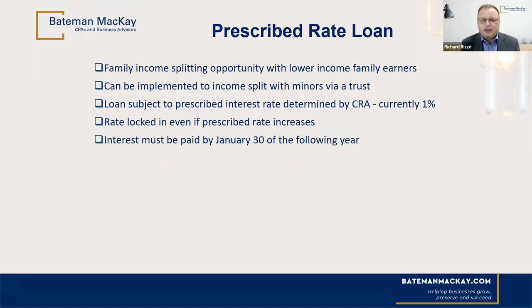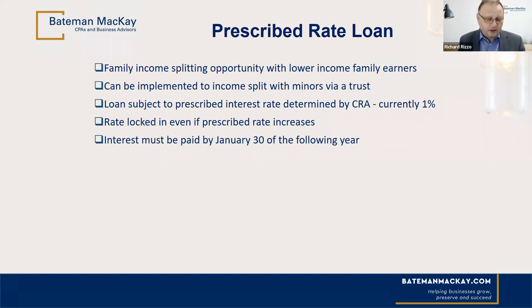The only thing is the interest has to be paid and physically paid. The funds have to be moved by January 30th of the following year. So if you implement, for 2021, people who had this prescribed rate loan in place, they had to pay that 1% interest no later than January 30th of this year. So how does this work? Essentially, let's say we have a family of four, husband, wife, two minor kids. The spouse, the wife, is a stay-at-home mom.